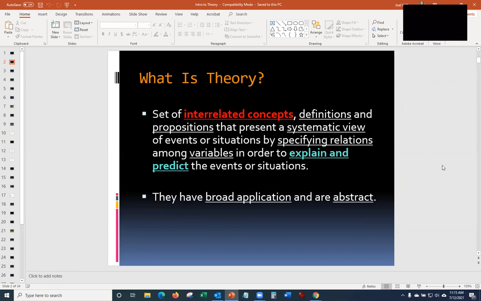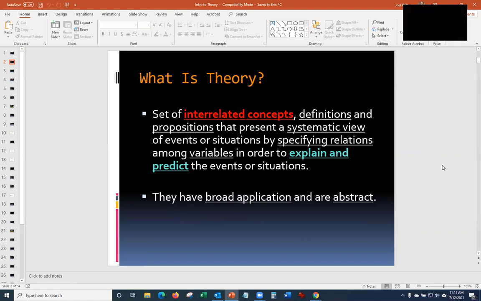And then we have other things that we're going to talk about in this course, like the theory of reasoned action and planned behavior, social cognitive theory, etc. So just right up front, I want to make sure you understand that when you hear theory or model, those terms are used interchangeably for the purposes of this course.